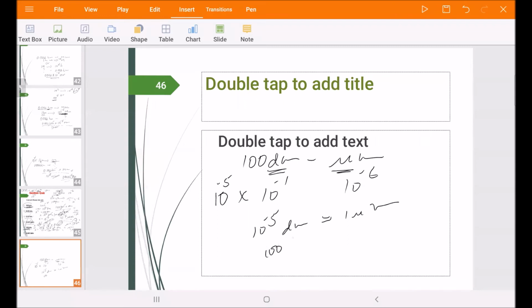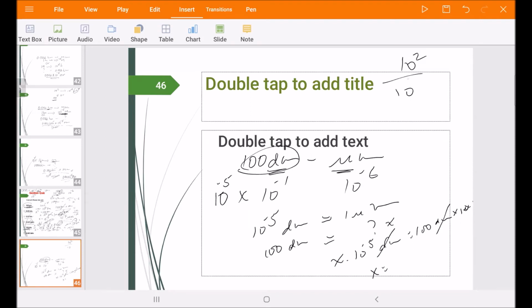You are asked to find this and convert it into micrometer. Decimeter to micrometer. Let x be the answer: x times 10 to the power of minus 5 decimeter is equal to 100 decimeter times 1 micrometer per decimeter. To obtain the value of x you have to divide both sides by 10 to the power of minus 5. 100 is 10 to the power of 2 over 10 to the power of minus 5; minus times minus is positive, so it is 10 to the power of 7, which means 10 to the power of 7 micrometers.